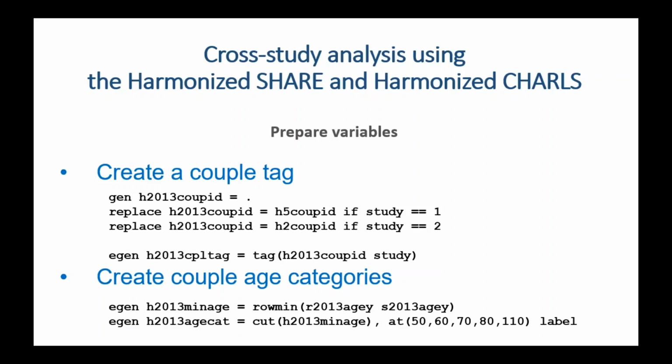And then we're going to create our couple age categories just as we did before, and just for this example analysis, we're going to be using the minimum age of both the respondent and the spouse, assuming there is a spouse. Of course, if there's not a spouse, it's just the respondent's age. And then we're going to create our age categories, which would be the same here.